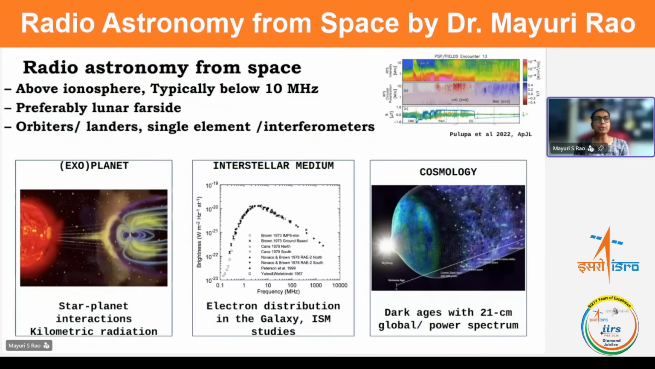And some of the things you necessarily have to go to space for are the following. You can study exoplanets and how they interact with their stars at low frequencies. So at below 10 megahertz, we can study exoplanets, we can study our own galaxy's properties, and we can study what I mentioned earlier, the 21 centimeter signal from the Dark Ages. Okay, so this motivates us to go to space.